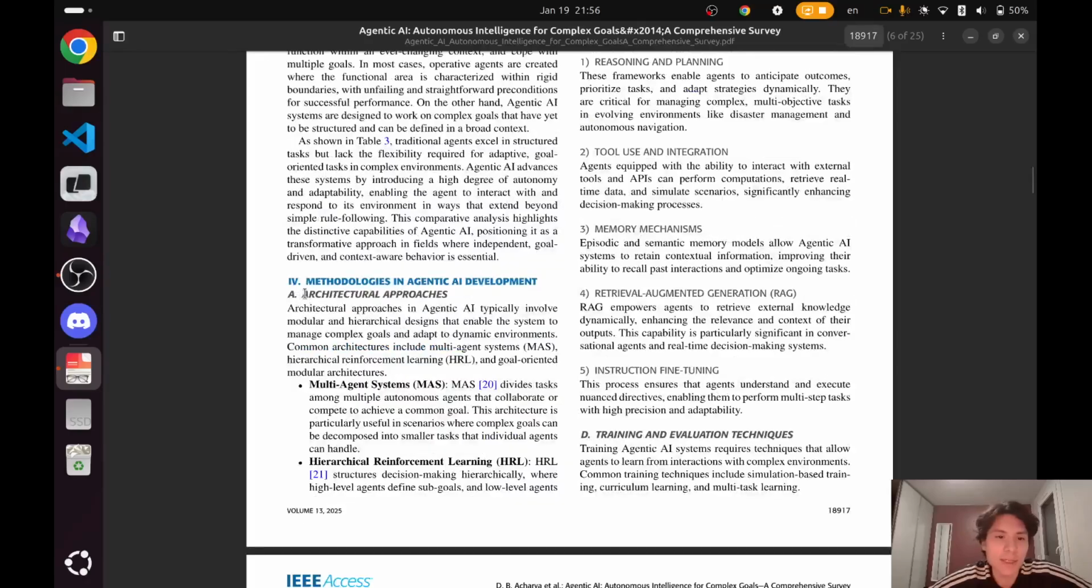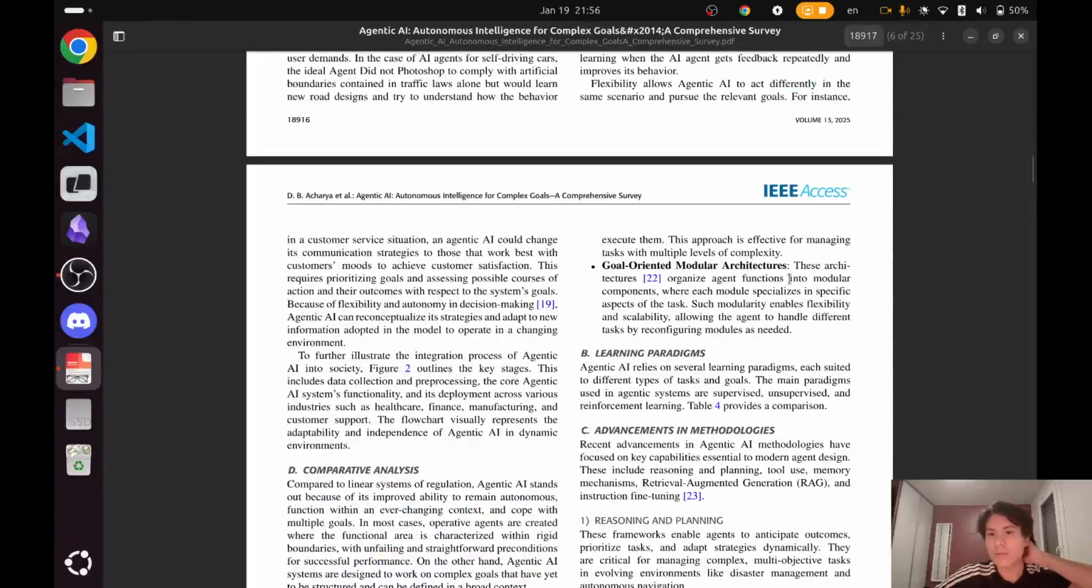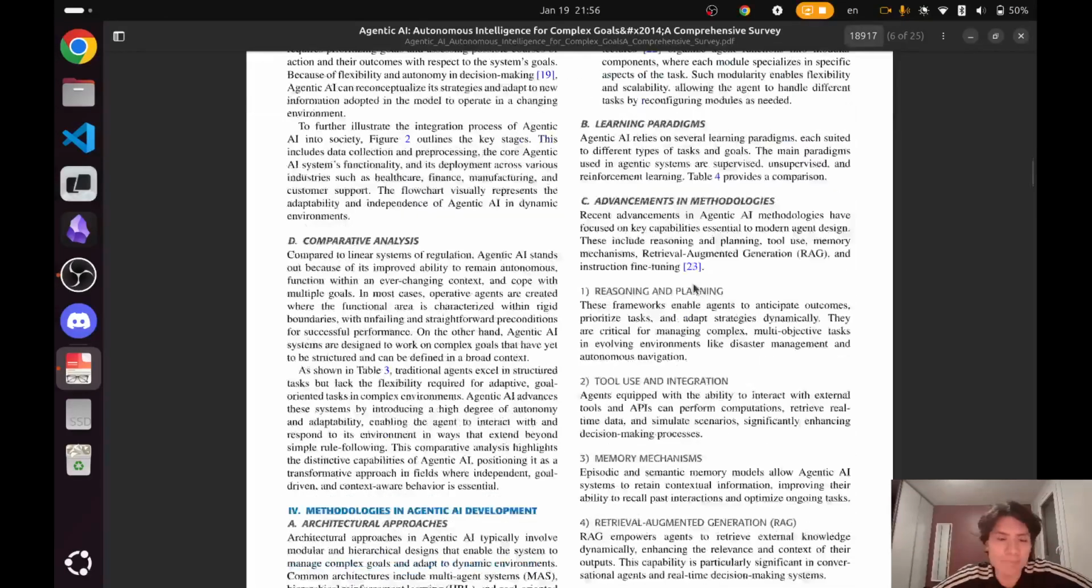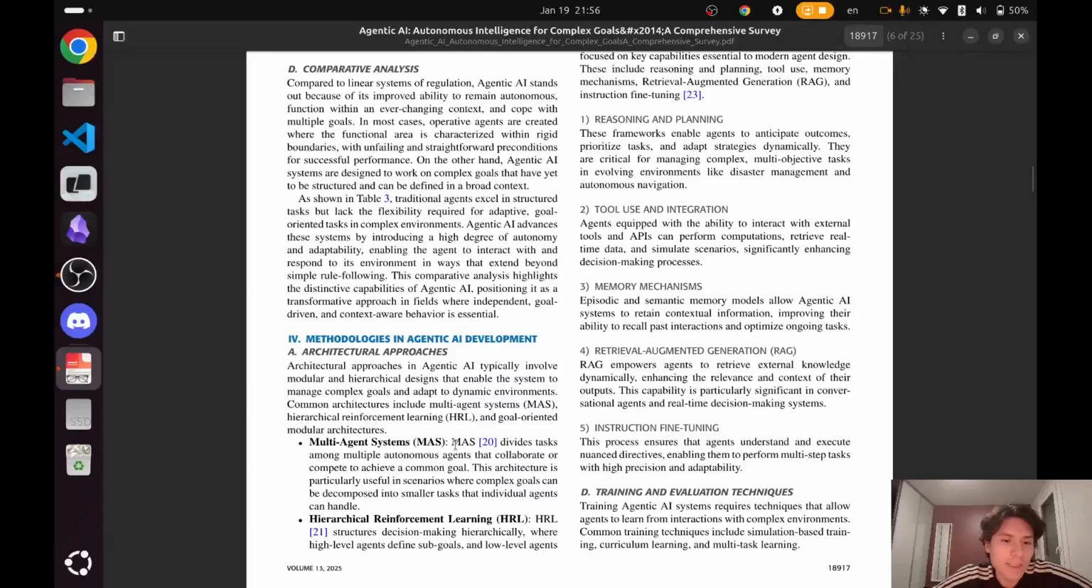So for example, you can understand agentic AI in the way it's implemented, that is in the methodology, and you can divide methodologies in three different ones. You can either implement multi-agent systems, hierarchical reinforcement learning, or goal-oriented modular architectures. And the first one, the multi-agent systems, is that you no longer have just one agent, but you have several of them.